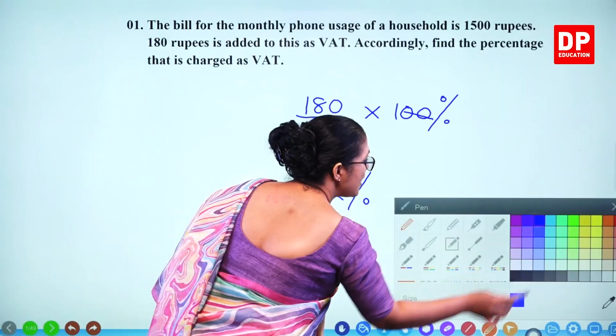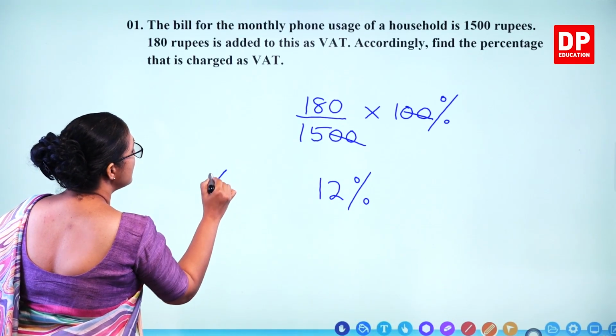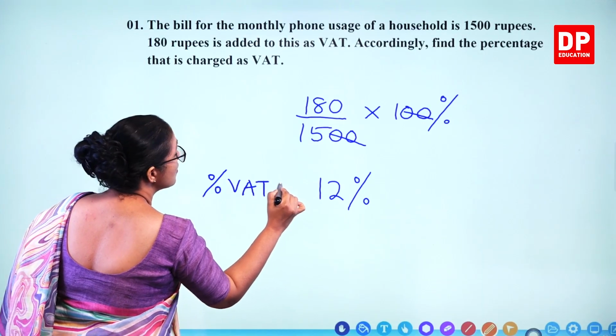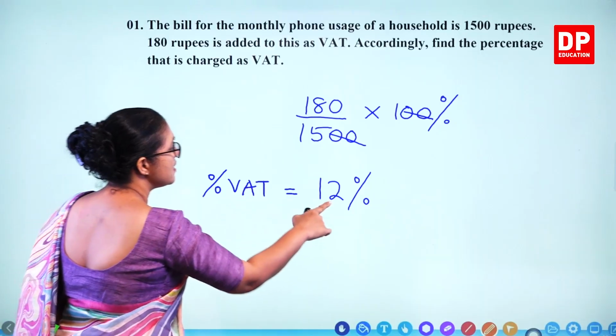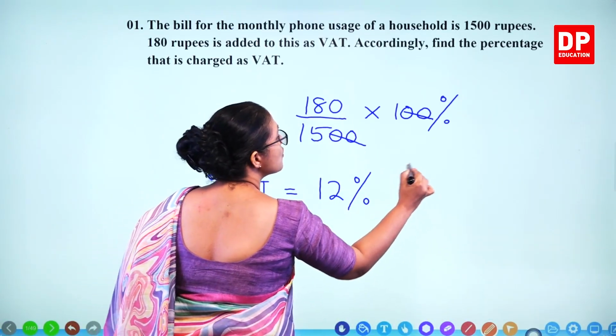You don't have to write anything because these are short questions and you get only 2 marks, and within 2 minutes you have to do it. So, the percentage VAT is 12%. You get 2 marks.